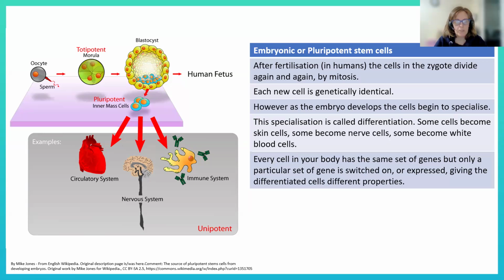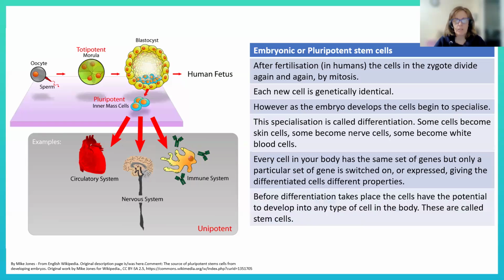So how this happens is every cell in your body has all the exact same genes, but only a particular set of genes is switched on in particular cell types. And that's what makes them develop differently and have their different properties and then be specialized cells. We had a look at the specialized cells that made up the specialist tissue, didn't we?